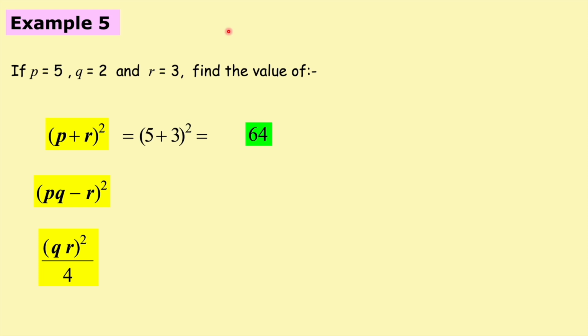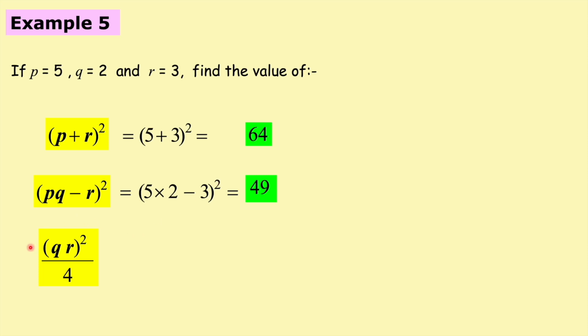Next one, P times Q subtract R, and then this is all being squared. So you need to substitute in P for 5, Q for 2, R for 3. You need to do what's inside your brackets first, yes, but you also need to apply BODMAS to your brackets. So we're going to do the multiplication first. 5 times 2 is 10, then subtract 3, which is 7, and then 7 squared gives you 49. So 7 squared is 7 times 7.